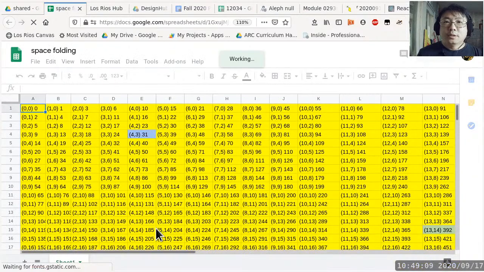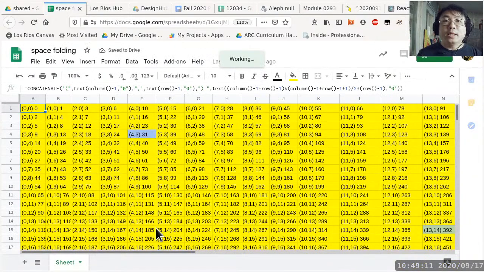All right, so I'm given a natural number. Let's just say that this is the cell corresponding to the natural number 143.